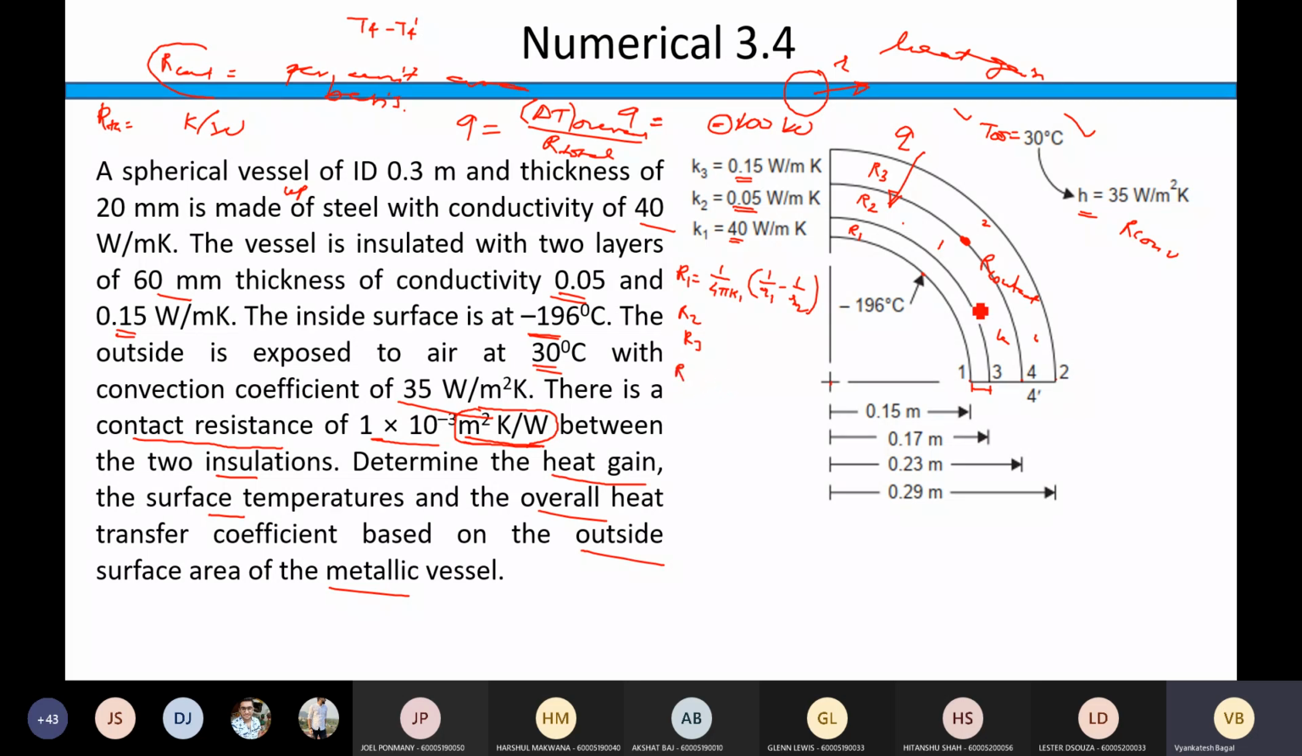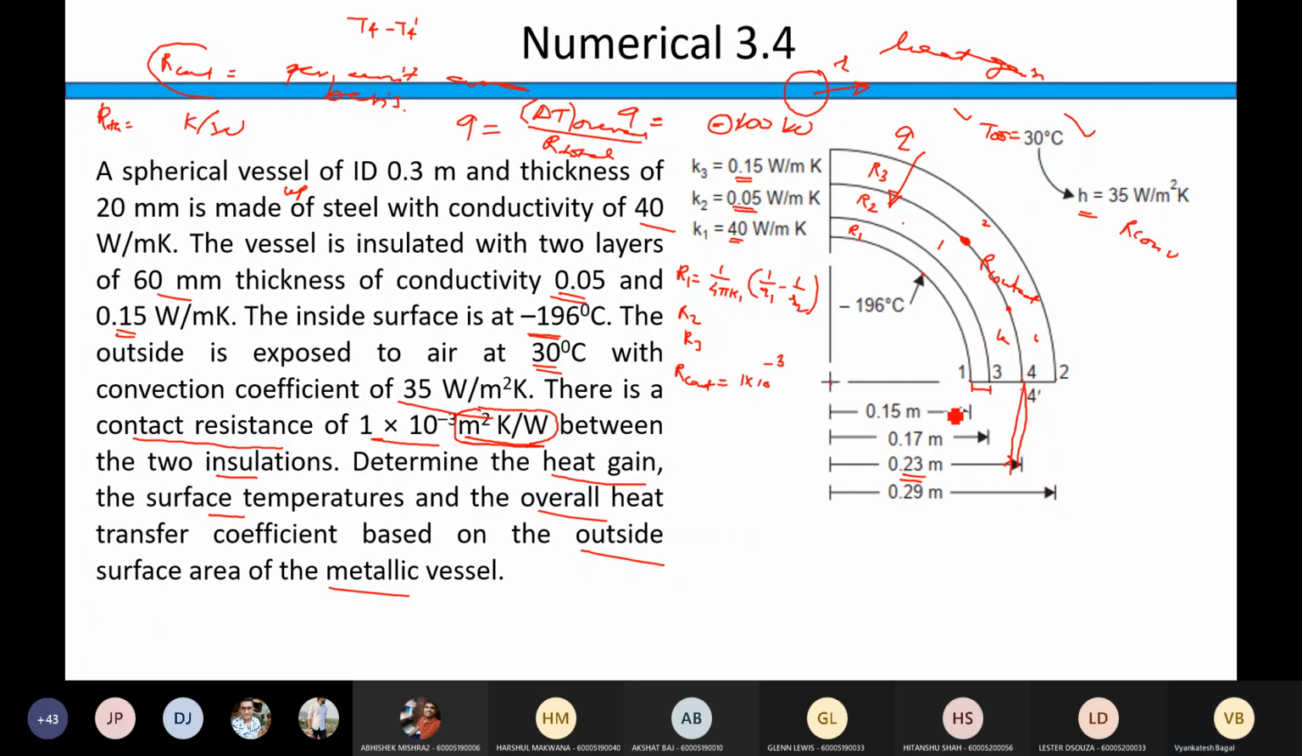And then you have this contact resistance. So R contact, this value is already given, 1 into 10 raised to minus 3, right? But as I said, this is given on a per meter square basis. So what is the area at this face? That will be calculated based on which radius? This radius, correct? So based on this radius.